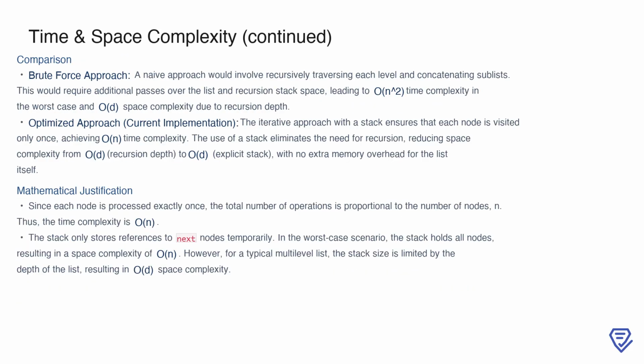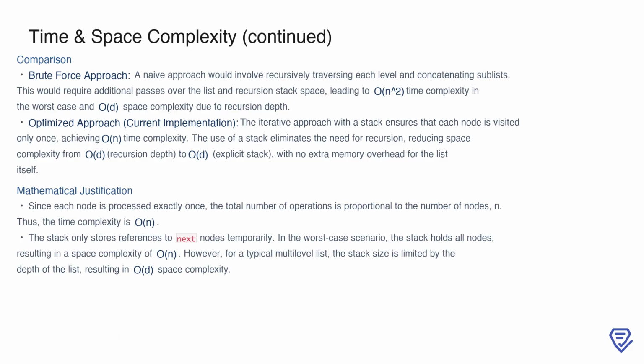When compared to a brute force approach, the optimized approach we've implemented shows clear advantages. A naive brute force method would involve recursively traversing each level and concatenating sublists, which could lead to repeated passes over the list. This would result in a worst-case time complexity of O(n²) and a space complexity of O(d) due to the recursion depth. In contrast, our iterative approach with a stack ensures that each node is visited only once, achieving a time complexity of O(n).